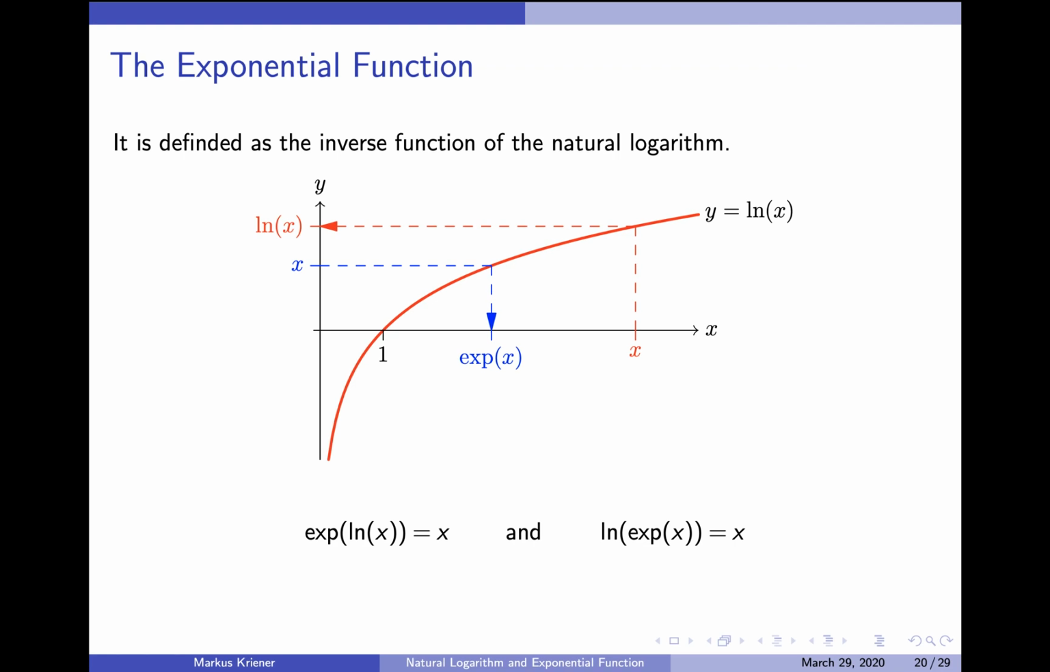As with the square and square root function, we get two important formulas. They are crucial for computations. Start with x. First apply ln, then apply exp. You will get back x. Why? So start here, go to ln x, apply exp to ln x, and you'll end up here. The second formula can be seen similarly.